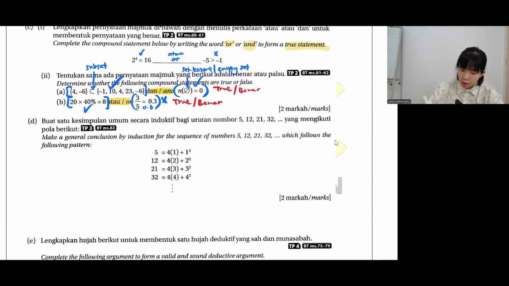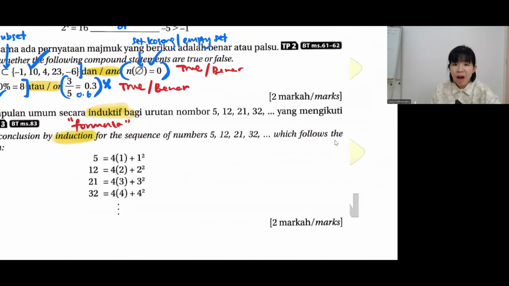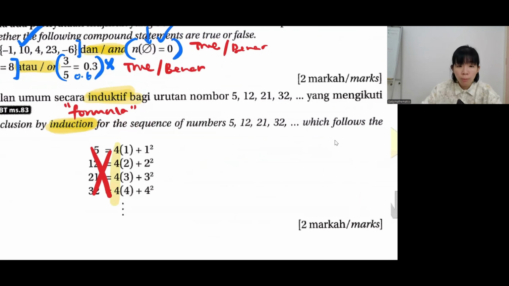Okay, next. Now we make conclusion by induction. Inductive. Induction always involves a formula. Remember, you're going to form a formula. So in order to get 5, 12, 21, 32. Okay, this one no need. Things that repeated, 4 plus and always square, is definitely in the formula. Then 1, 2, 3, 4. 1, 2, 3, 4. We can change to n. And here 1, 2, 3, 4. So we can change to n also. Both also n. So your answer is 4n plus n square, comma, n equals 1, 2, 3, dot, dot, dot.